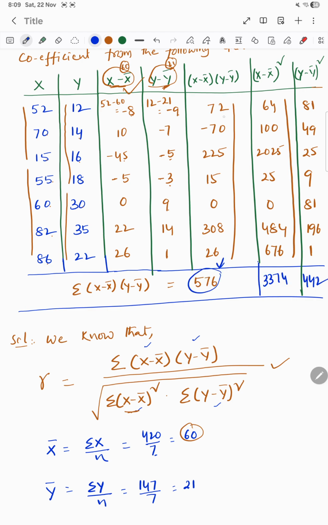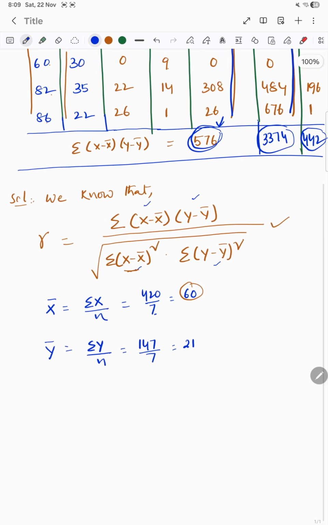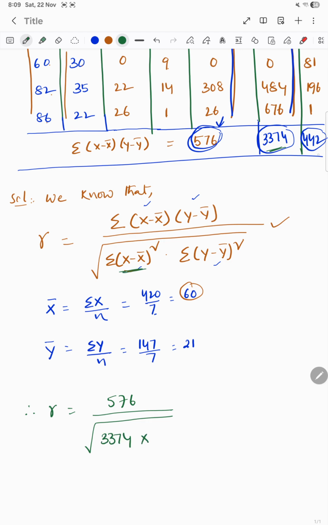So the sum of all (x minus x bar) into (y minus y bar) values, I got 576. Now the sum of all these (x minus x bar) whole square values, I got 3374. And the sum of all these (y minus y bar) whole square values is 442. Now let's substitute all these values in this formula. Therefore, the correlation coefficient gamma is equivalent to 576 divided by square root of 3374 into 442.